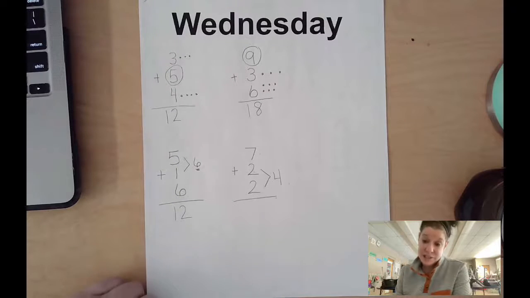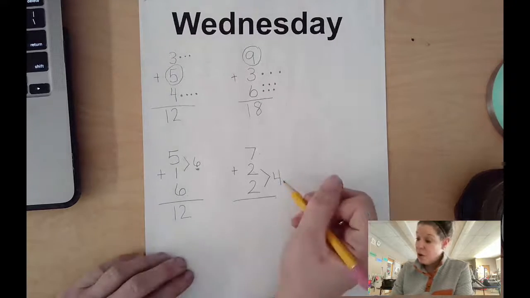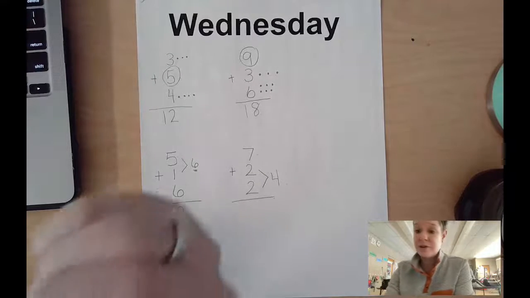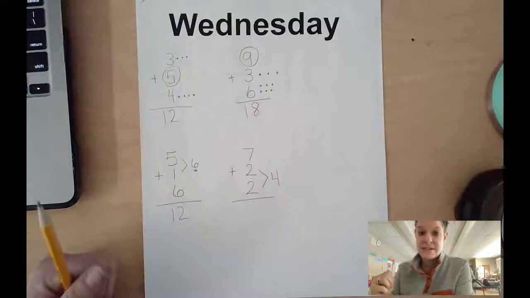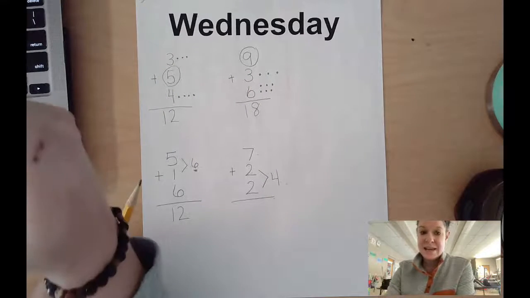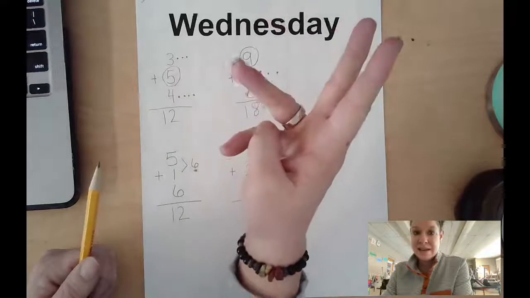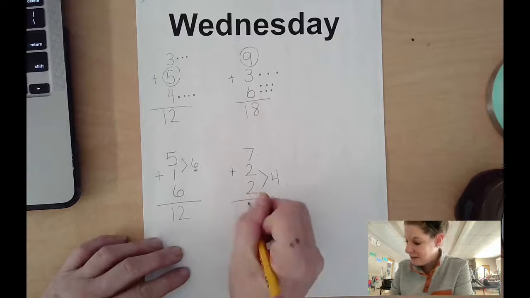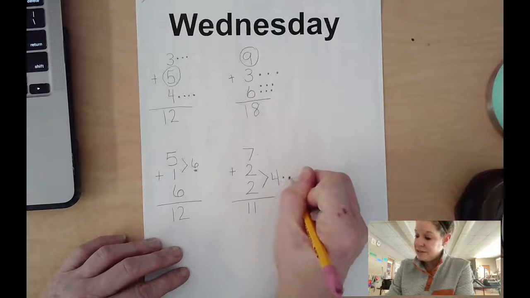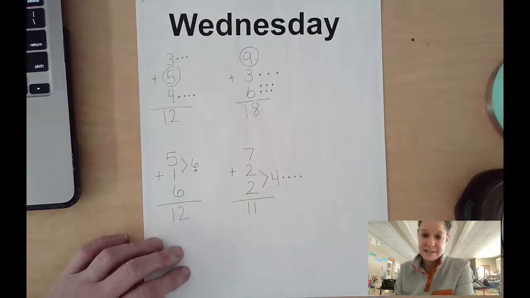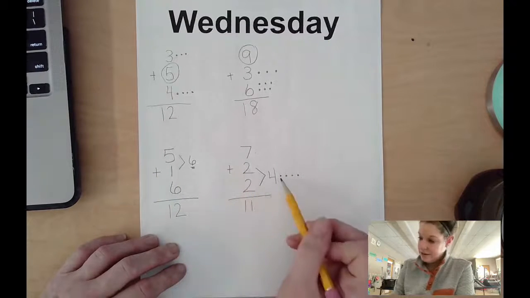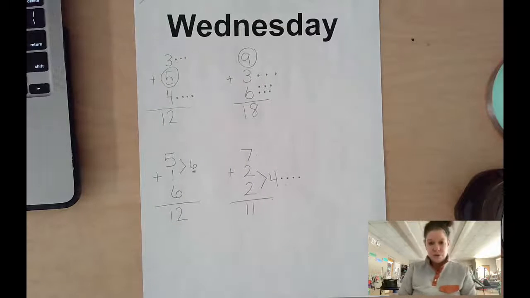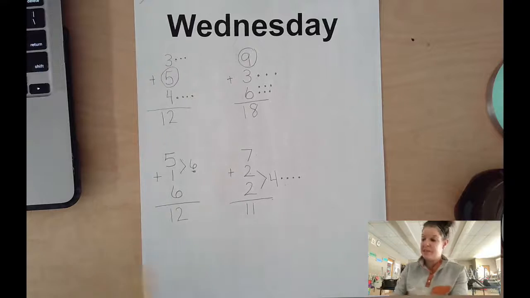Okay? I could draw dots for 4, or I could just count on 4 times on my fingers. So I could go 7, 8, 9, 10, 11. I counted on 4 times and I got 11. If I didn't want to use my fingers, I could draw 4 dots and go 7, 8, 9, 10, 11. Okay? So you have two strategies that you can use on this worksheet.